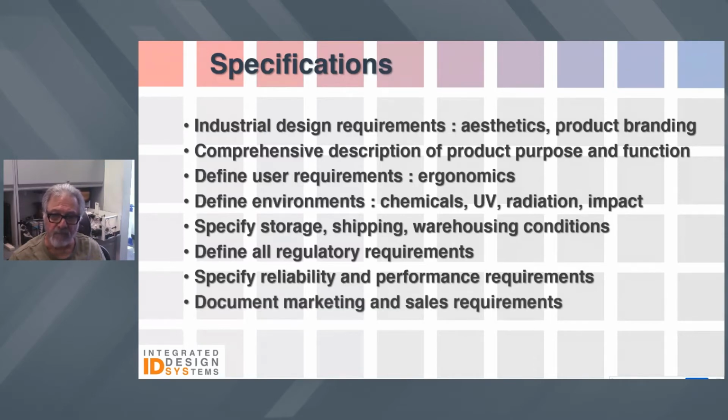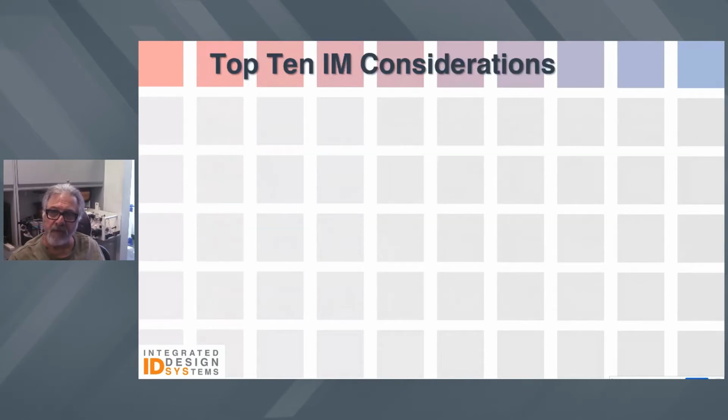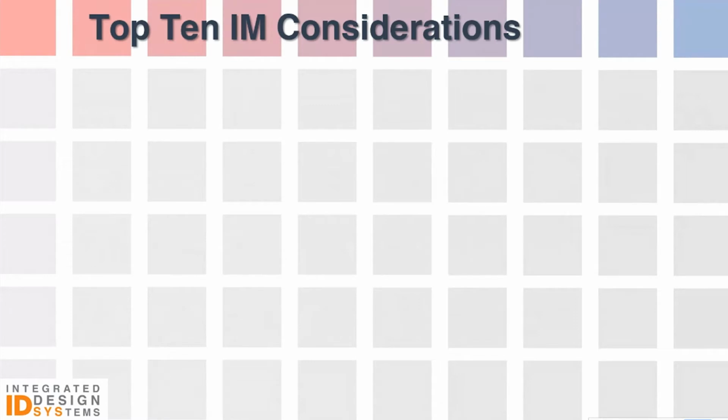And then you should document the marketing and sales requirements, which impact the sales and success of the product in the marketplace. So once these specifications are defined, now you're getting into the execution of how they'll be interpreted in the design, especially if it's for an injection molded part, which we're going to be focusing on. The top 10 injection molding considerations after you've defined your product specifications include material options and the consequences related to that material selection.